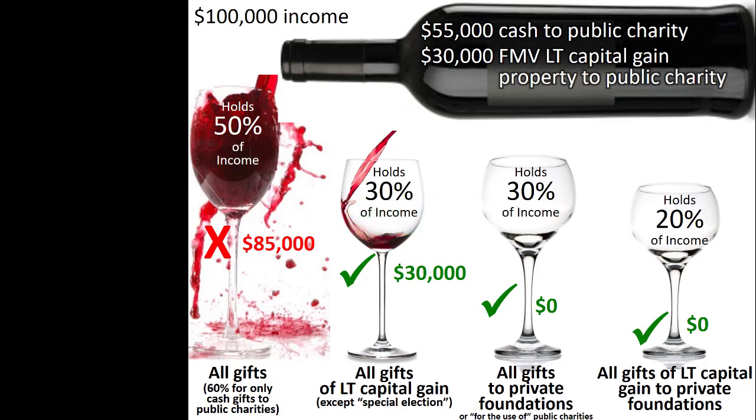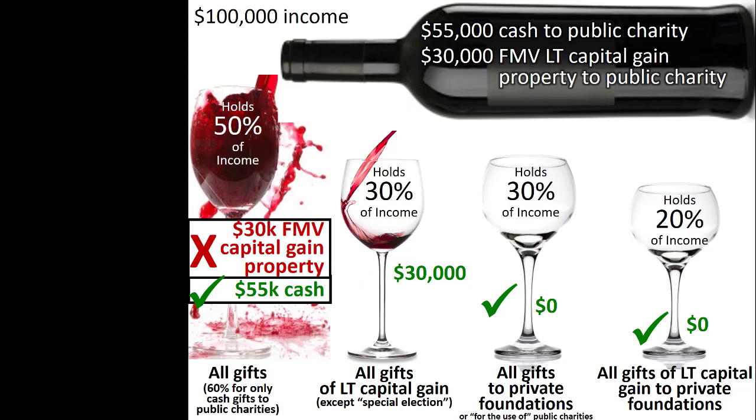The third and fourth glasses are irrelevant because no gifts were made to private foundations. Deductions from some gifts will be carried over as the result of spillage from the first glass. As before, the most favored types of gifts are counted first, leaving the less favored gifts at risk of being carried forward. Thus, the $55,000 in gifts of cash to a public charity go into the first glass first.